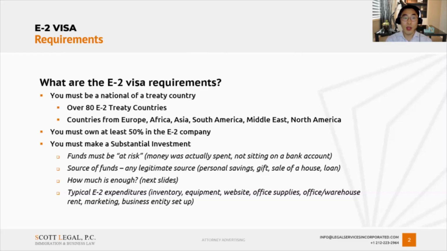You do not want to spend several hundred dollars on a beautiful dinner with a potential business partner and claim it as a business expense. In real life, yes, you could claim it for company tax deduction purposes, but it is not highly recommended for the E2 visa case. So keep in mind that inventory, equipment, website, office supplies, office rent, marketing, and business entity setup are the most preferred and common expenses for your E2 visa case.